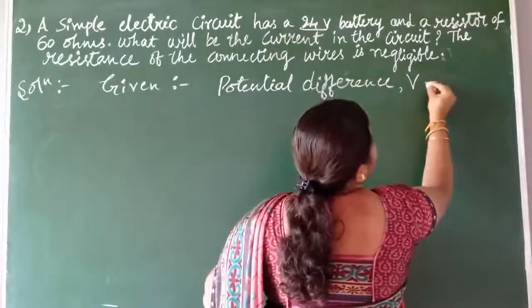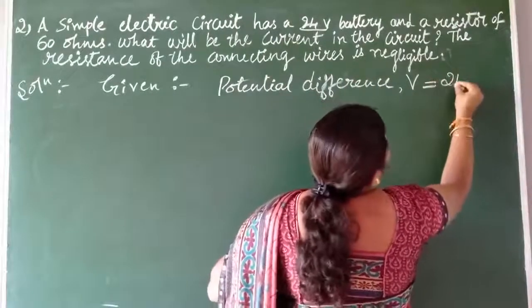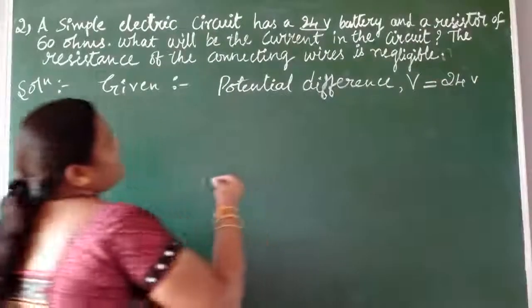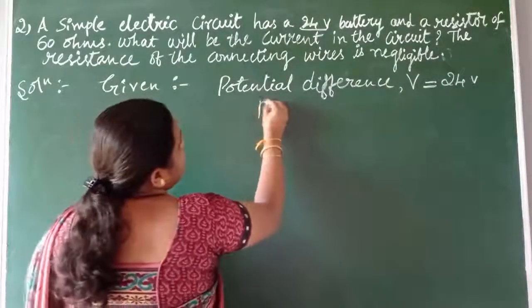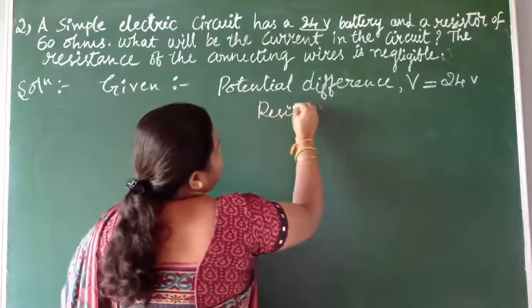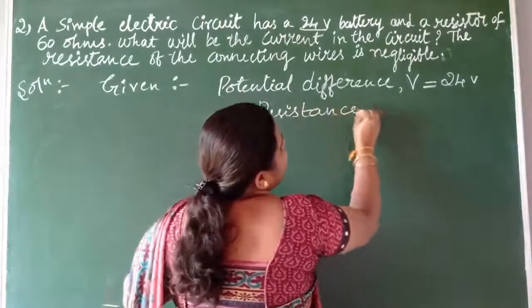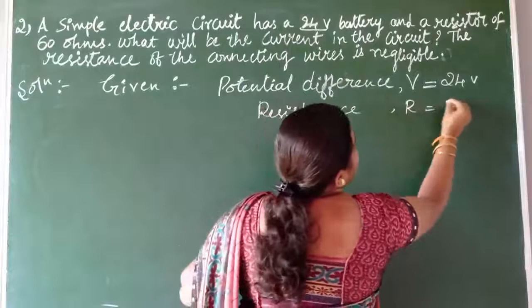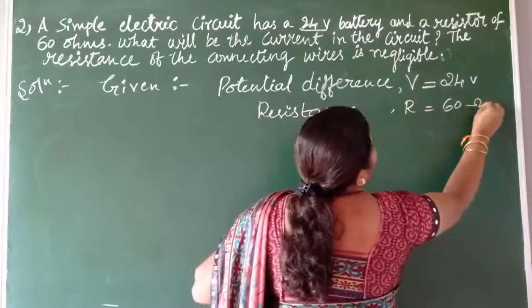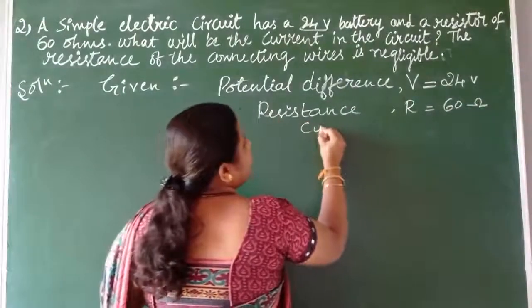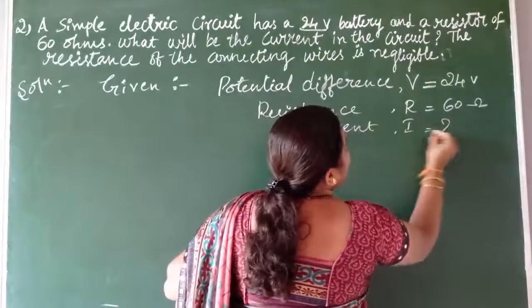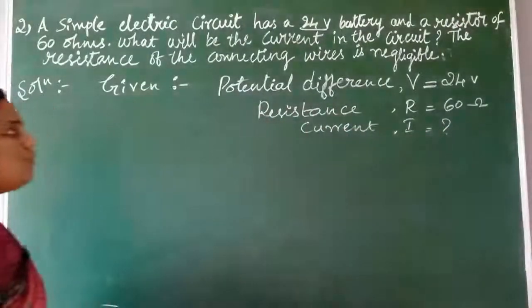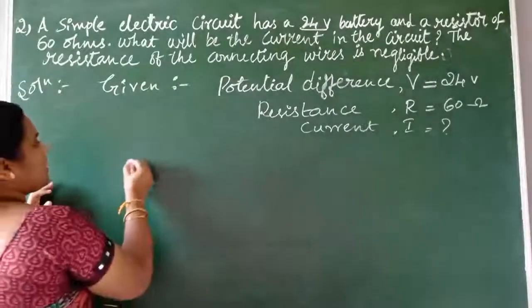How is it represented? V is equal to 24 volts. Then a resistor having a resistance, how much? Resistance R is equal to 60 ohms. So current I is equal to how much? So what formula do we have to use, children?